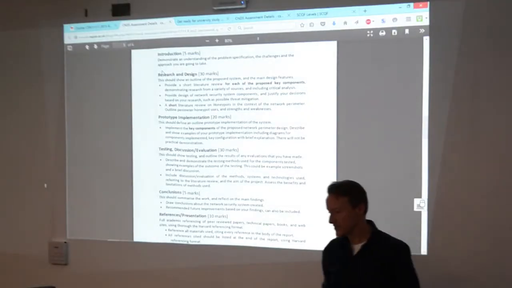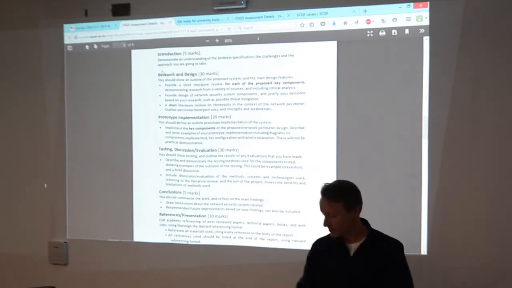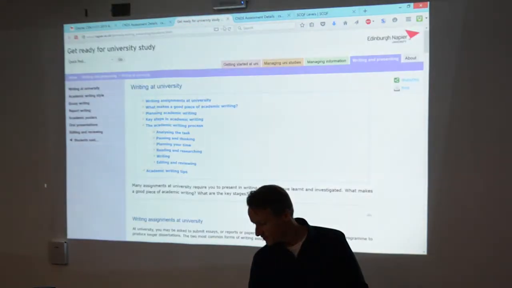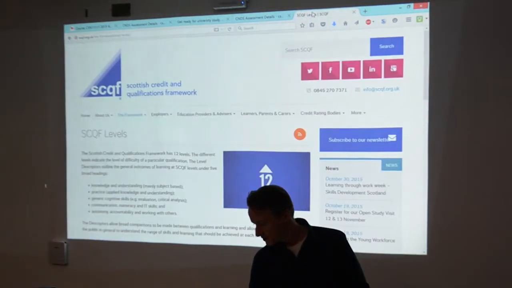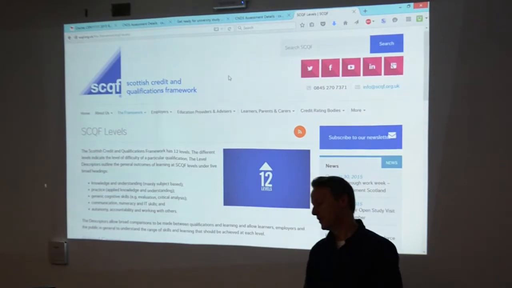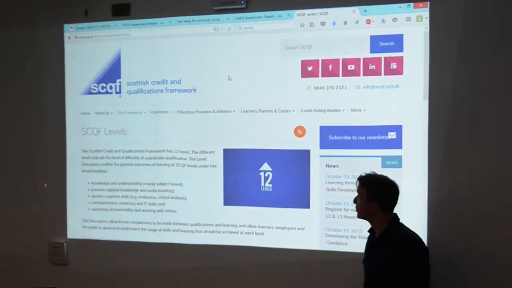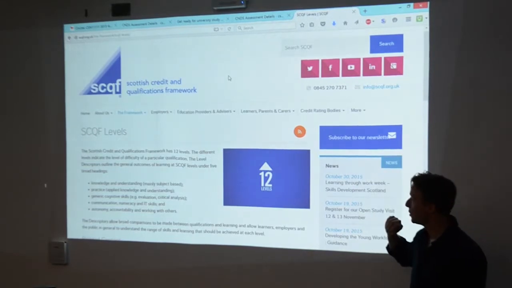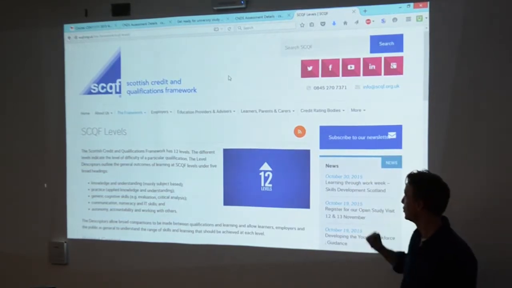So I'm going to take a slight aside at this point, because I mentioned level 11 a couple of times, especially for the kind of research stuff. So this is getting ready for university study. When I'm talking about level 11, I'm talking about the SCQF levels for Scotland. It's QAA in England, it's SCQF in Scotland.